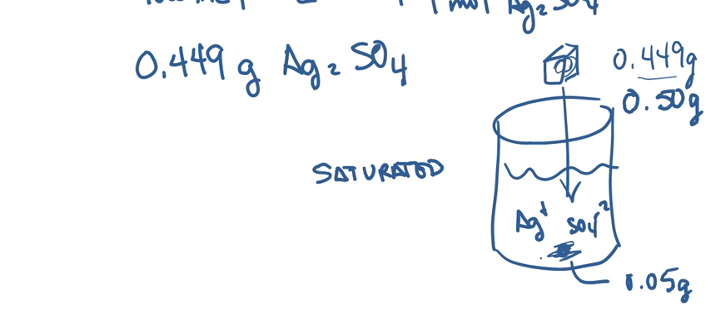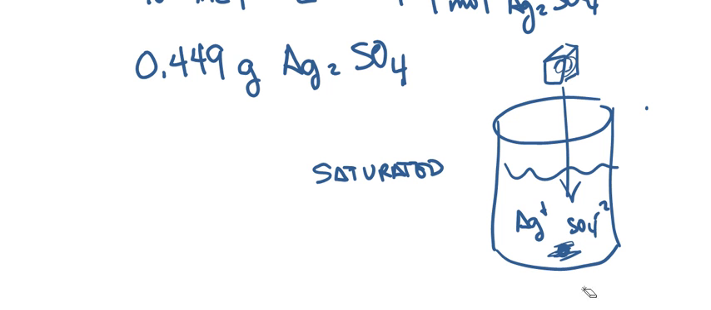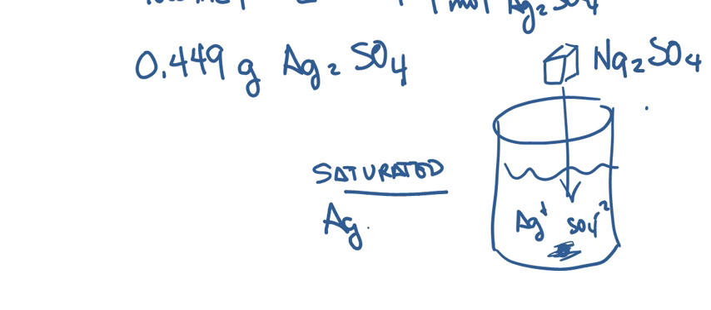Now, let me give you another scenario. Let's say that we have our saturated solution, and we're now going to place in here some sodium sulfate. In other words, I have my saturated solution of silver sulfate in my beaker here, and now I'm going to add some sodium sulfate in here. Now, here's something that's really, really important. Let's say it's just saturated. It doesn't have any excess in there.